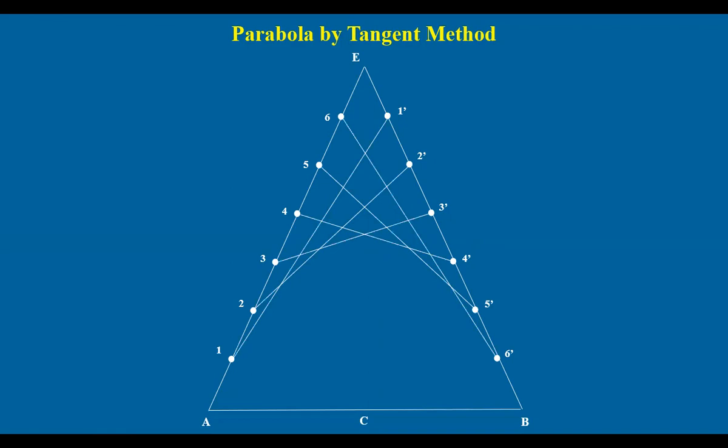Now we have to draw the curve, that is, the parabola. The curve should be such that these lines are tangents to that curve. We should draw it in such a way that these lines will be the tangents to the curve. So draw the parabola here. We got it. Like this, we draw the parabola by the tangent method.